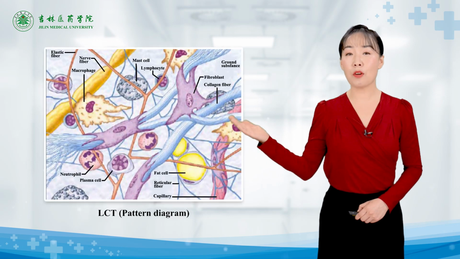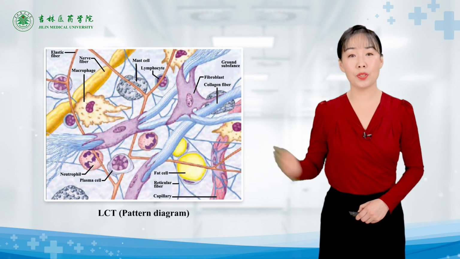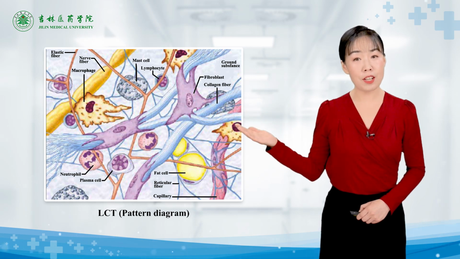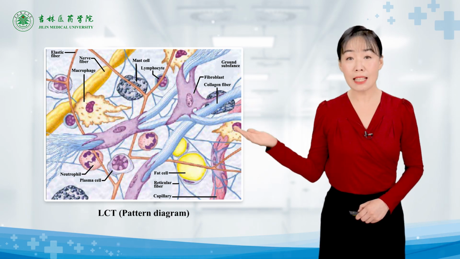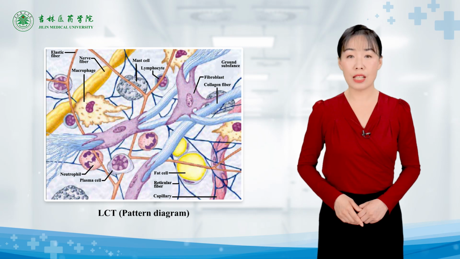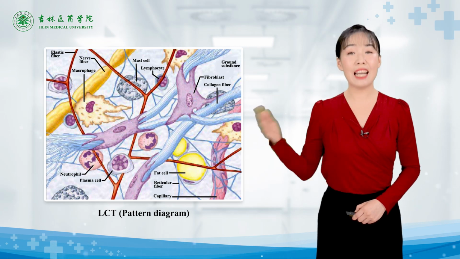This is the pattern diagram of the loose connective tissue. We can see fibroblast, macrophage, plasma cell, mast cell, fat cell, neutrophil, lymphocyte, collagen fiber, reticular fiber, and elastic fiber.